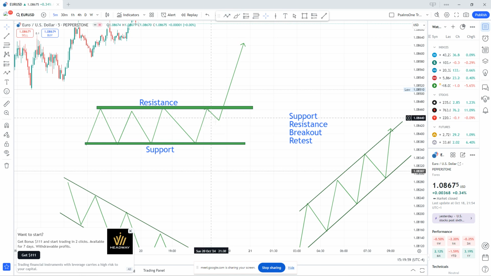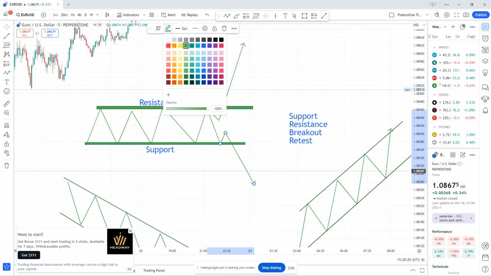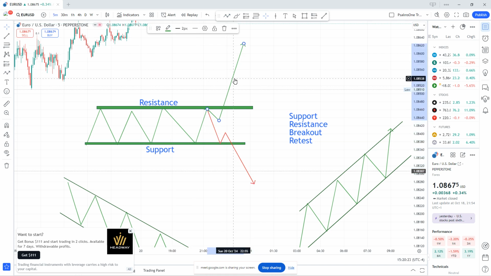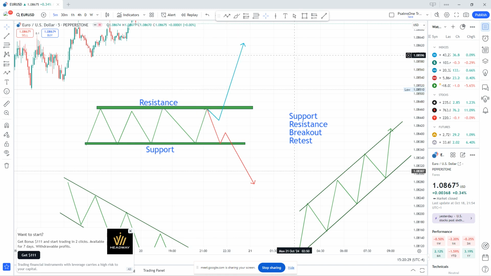It can come down. Let me draw it. It can come down to this level and then small. Let me make this one dark color. Let me make this one blue color. So breakout is price can break out by itself. It can just break upward and it can break downward.